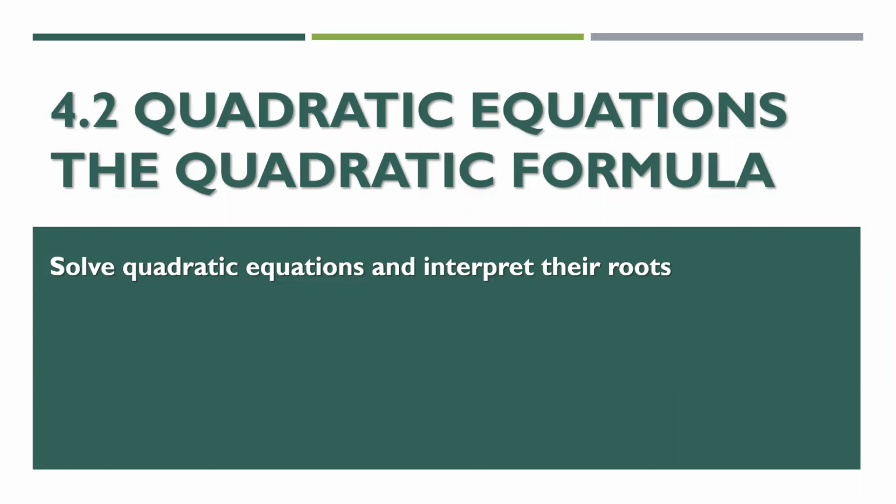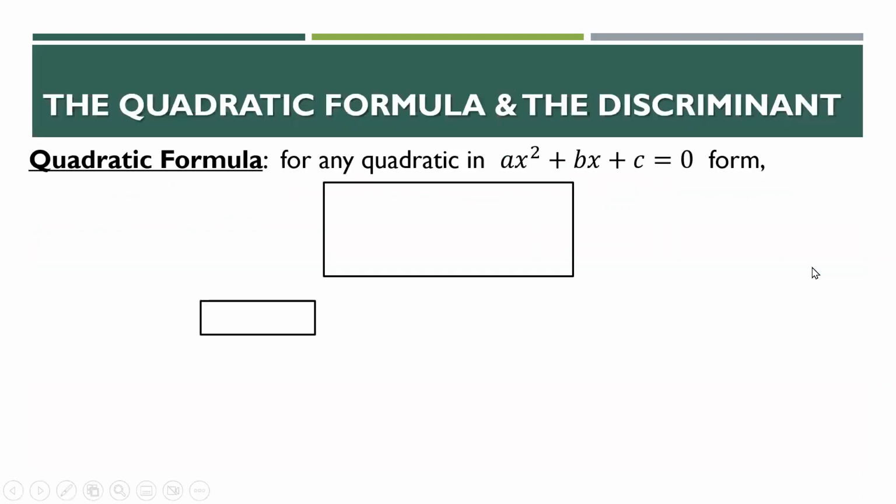All right, everyone. So today is part 2 of lesson 4.2. So we're still working with quadratic equations, but today the focus is going to be on finding the roots by using the quadratic formula. So quadratic formula for any quadratic that is in the following format. So it's got to be in ax squared plus bx plus c equal to 0 form.